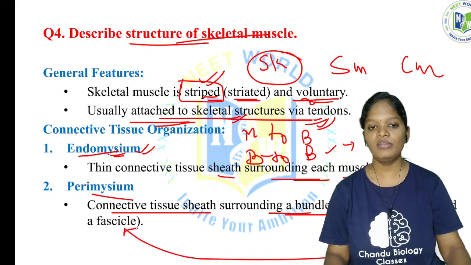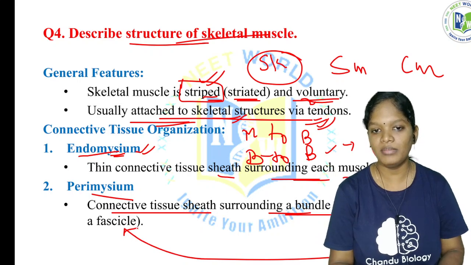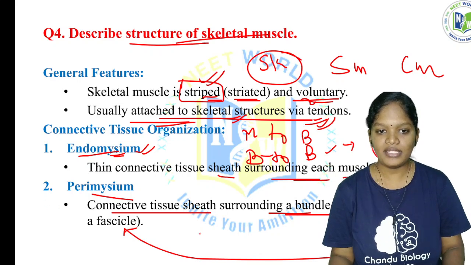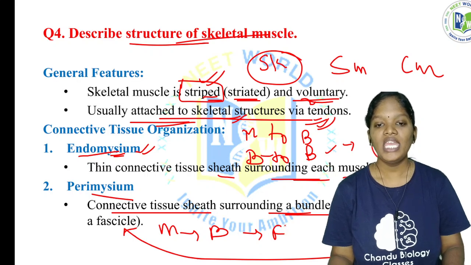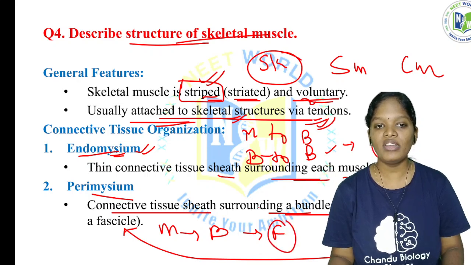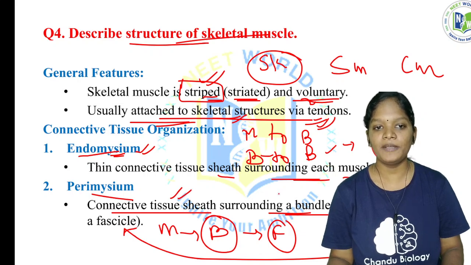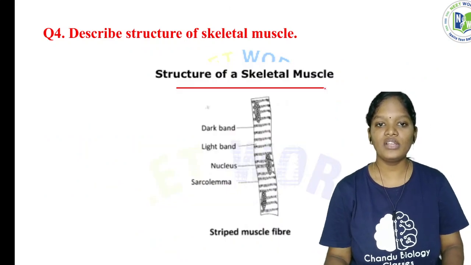So this bundle of muscle fibers is called a fascicle. Many muscle fibers we call a muscle bundle. So see, the muscle bundle is made up of many muscle fibers. If it is surrounding each muscle fiber, we call it an endomysium, while if it is surrounding the muscle bundle, we call it the perimysium. Okay, so this is the structure of the skeletal muscle.